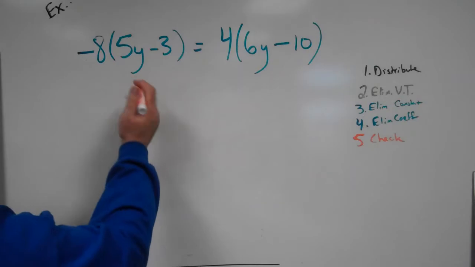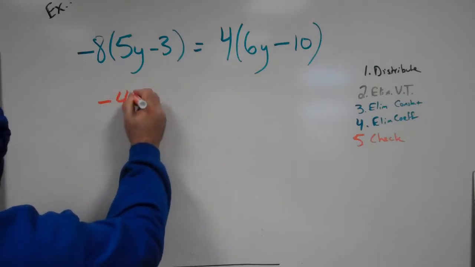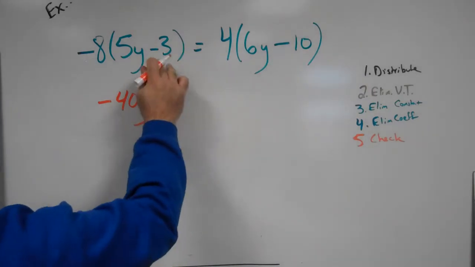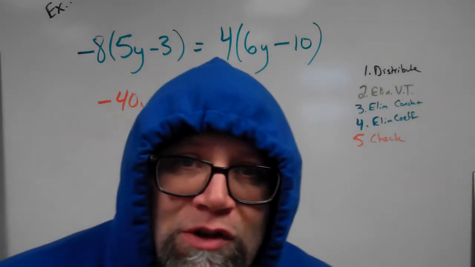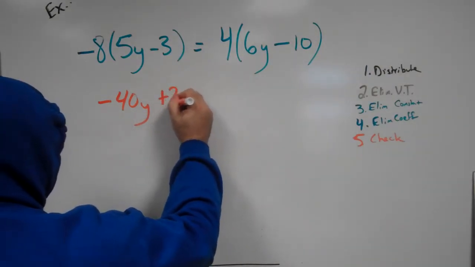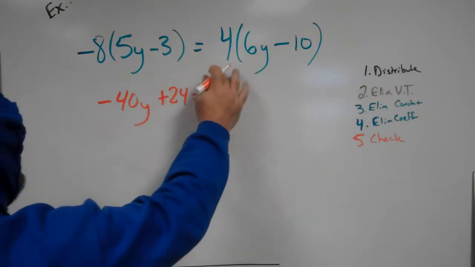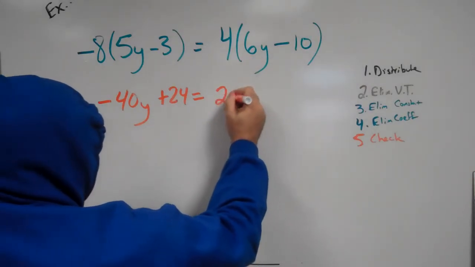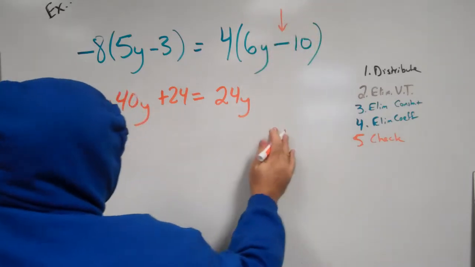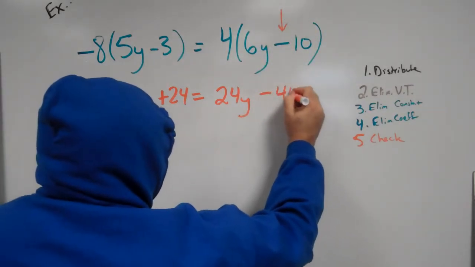So, negative 8 times positive 5 is negative 40y. Negative 8 times negative 3 is positive 24. 4 times 6y is 24y. 4 times negative 10 is negative 40.